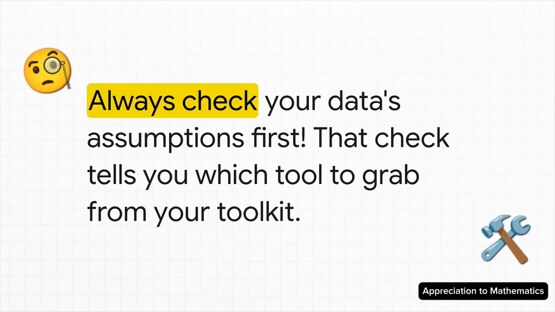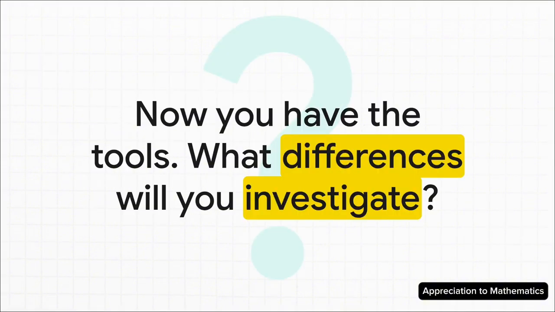So if you remember just one thing from all this, let it be this. The most important step isn't picking the test itself, it's checking your data first. You have to understand what you're working with. That one simple check is what tells you whether to reach for the scalpel or the multi-tool. It guides the entire process. So there you have it. You now have the basic framework for comparing two groups the right way. You know what to look for in your data, and you know which tool to grab to get a reliable answer. So the only question left is, what differences out there in the world are you going to investigate?